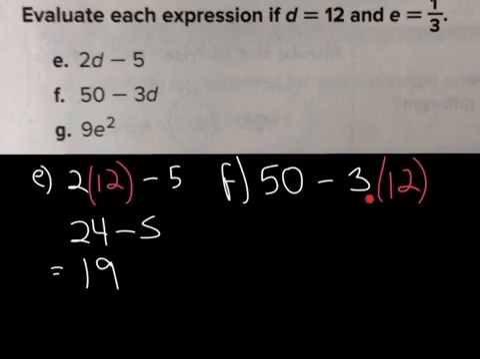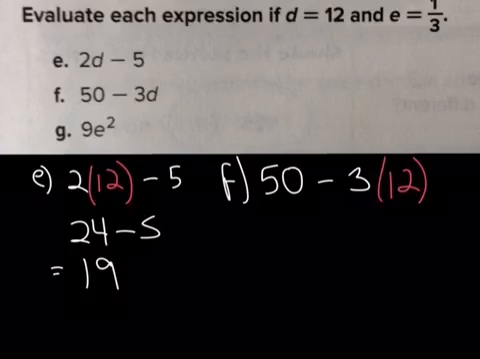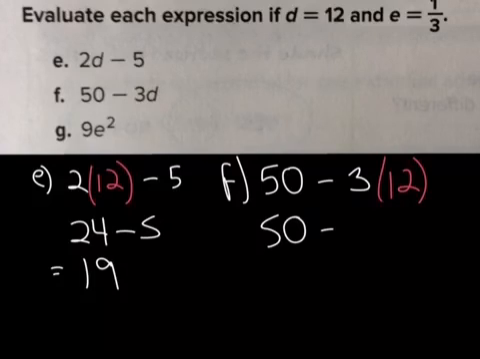50 minus 3 times 12, right? Because 3D is 12. 3 times 12 is 36. So I can go ahead and write my 50 there, minus 36 equals 14.